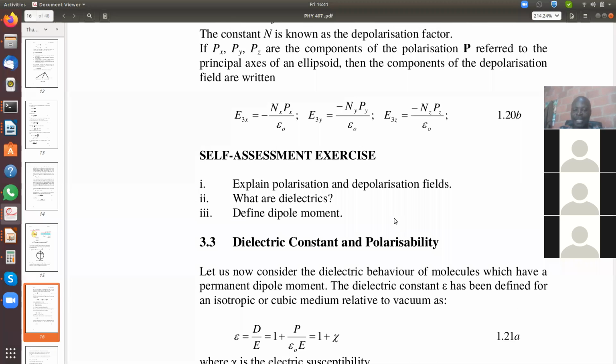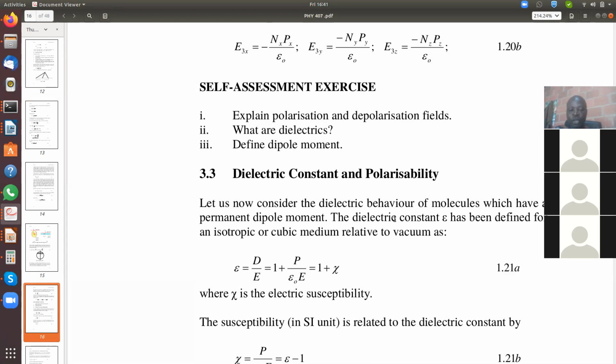So now let's consider the dielectric behavior of molecules, which have a permanent dipole moment. What we're trying to say here is that in a molecule, there is a tendency to have a permanent dipole moment. So let's see how the dielectric behaves. The dielectric constant epsilon has been defined for an isotropic or cubic medium relative to vacuum as. When you say something is anisotropic, it is directionally dependent. If it is isotropic, it is directionally independent.